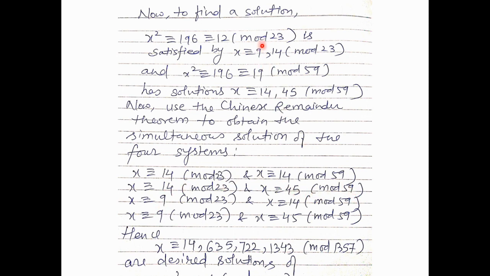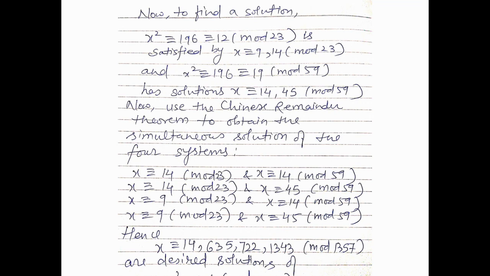Then 9 and 14, so x is congruent to 9 modulo 23, x is congruent to 14 modulo 59, and finally 9 and from here 45. So x is congruent to 9 modulo 23 and x is congruent to 45 modulo 59. So we can solve these four systems, and hence x is congruent to 14, 63, 635, 722 and 1343 modulo 1357 are the desired solutions of the given quadratic congruence.